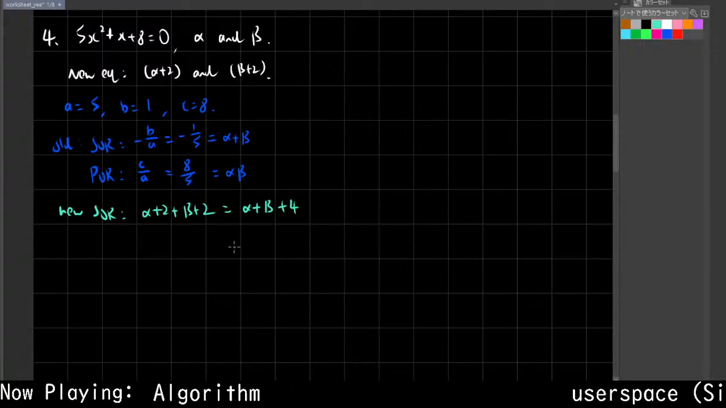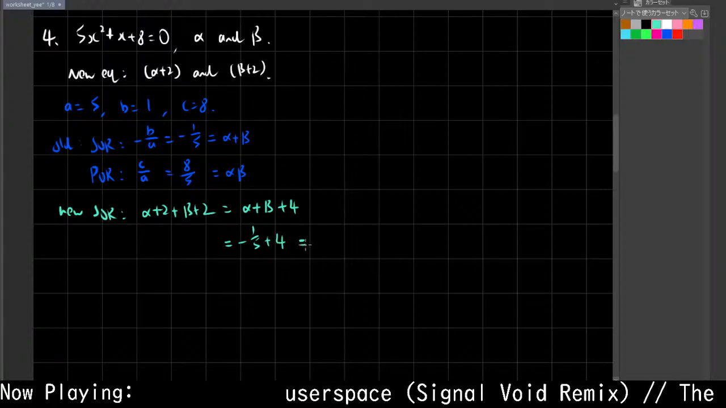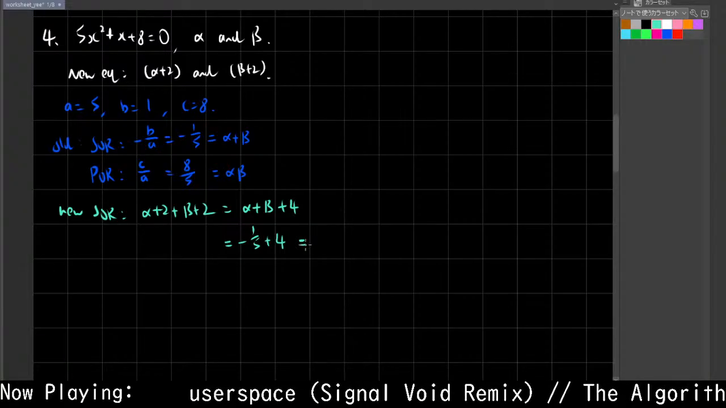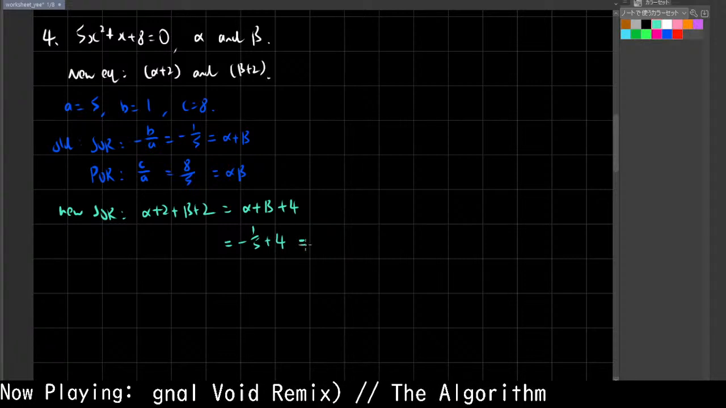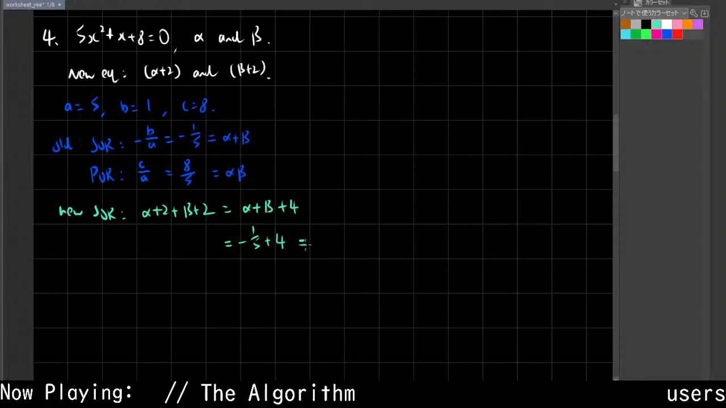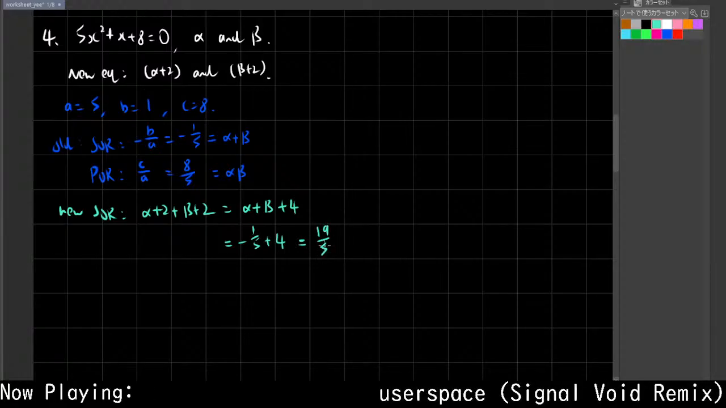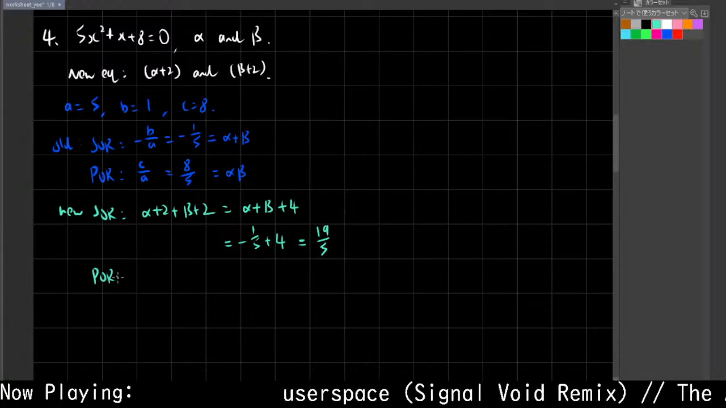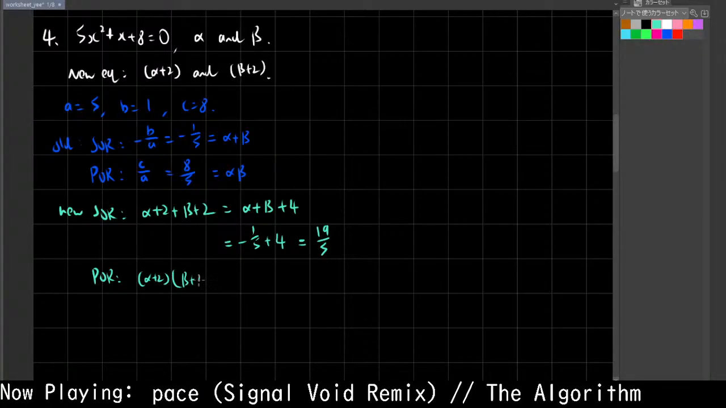We just write it on the second row. Then this will be equal to 4 minus 1 over 5, which is 19 over 5, I think. Yeah, it's not that hard. Where was I struggling? And then your new POR will be equal to your alpha plus 2 multiplied by your beta plus 2.